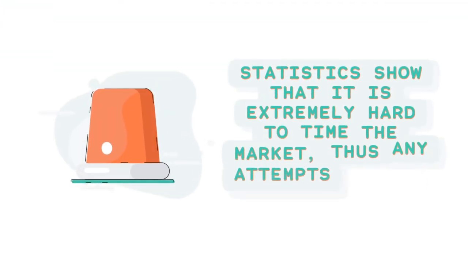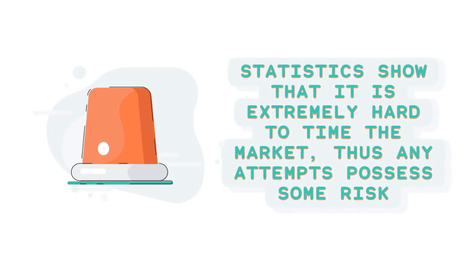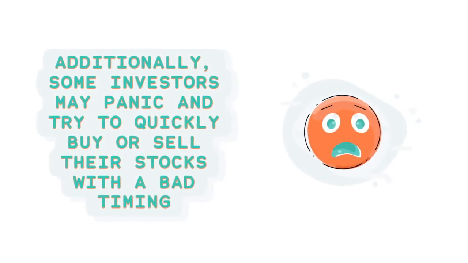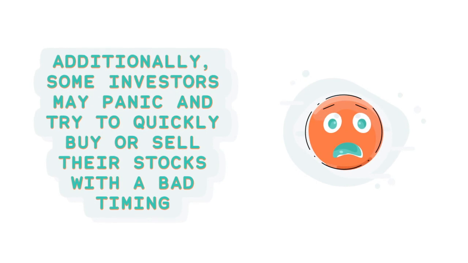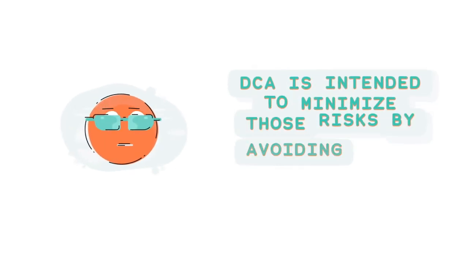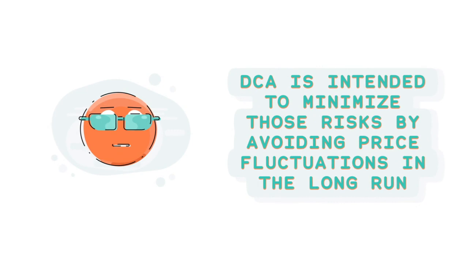Statistics show that it is extremely hard to time the market, thus any attempts possess some risk. Additionally, some investors may panic and try to quickly buy or sell their stocks with a bad timing. DCA is intended to minimize those risks by avoiding price fluctuations in the long run.